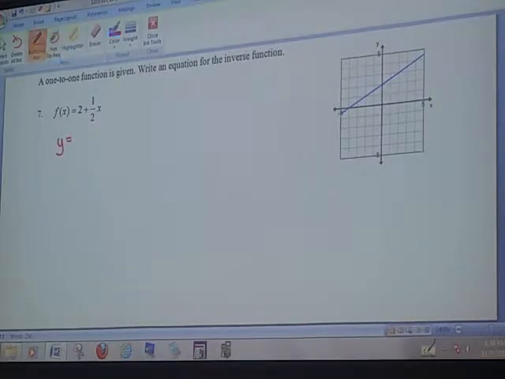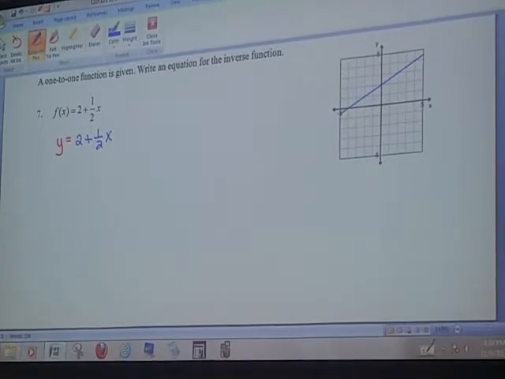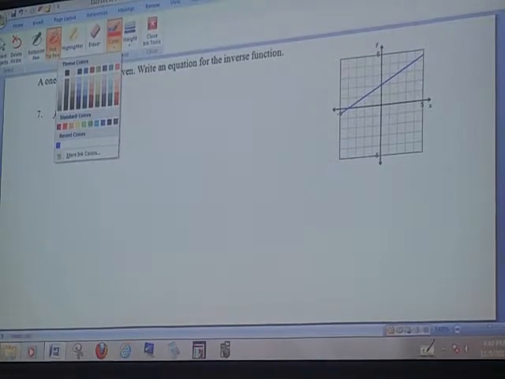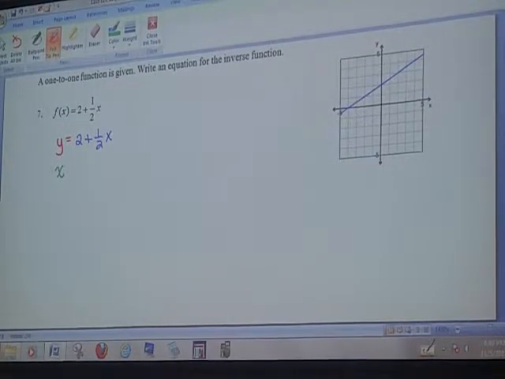write it with a Y. You don't want that f of x in there, you want x and y, so they look like coordinates. The next step is, you're gonna reverse the two of them. Literally what I did in that first problem, where I literally reversed the two coordinates. So what I'm going to do is make this the x and that the y.